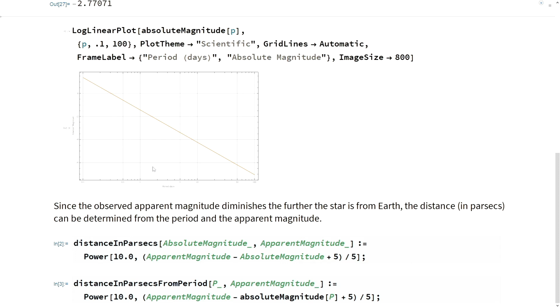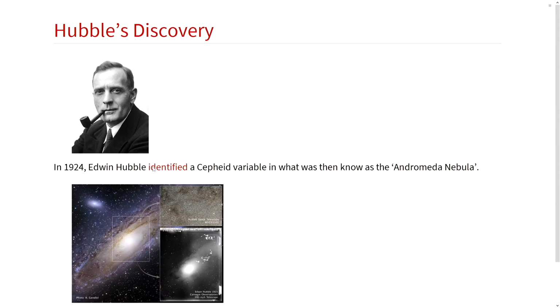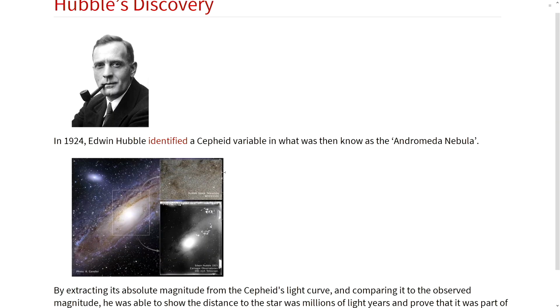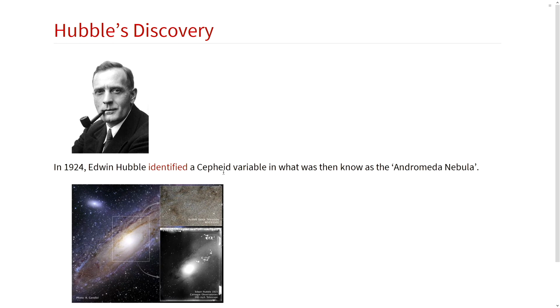So we're going to try to perform this calculation. Before we go any further, we should also mention Edwin Hubble. In 1924, he used this relationship to make a very significant discovery. He found one of these Cepheids in what was then believed to be the Andromeda Nebula, which was thought to be part of our galaxy.